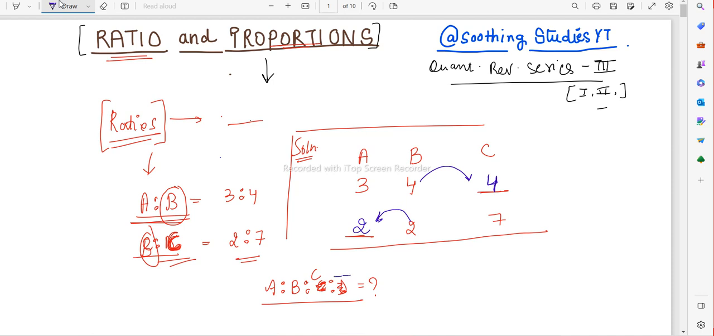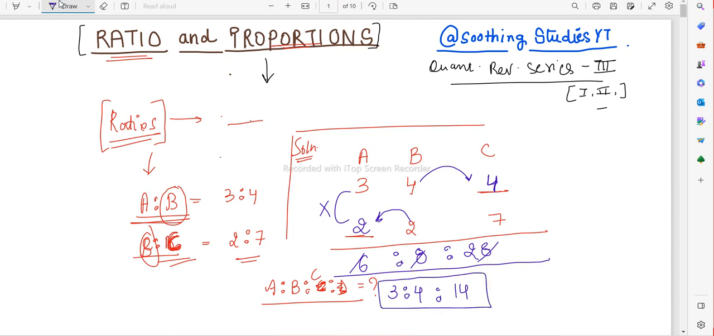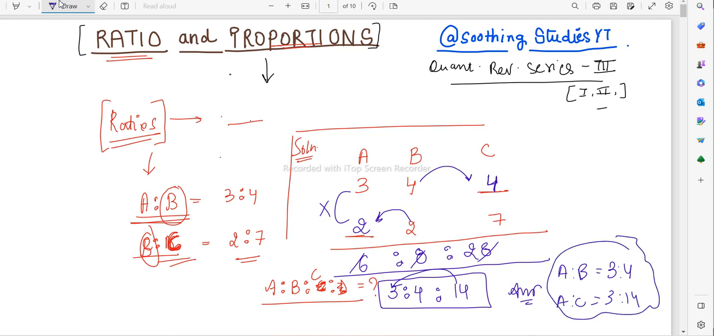Now you have to multiply both the rows, so we get 6 ratio 8 ratio 28. If it cancels, you can just cancel it out. So it is 3 ratio 4 ratio 14. This is going to be your final answer. Now if somebody asks you what is a ratio b, you can easily write 3 ratio 4. If somebody asks you what is a ratio c, you can write 3 ratio 14. Accordingly, you can do whatever is asked in the question.